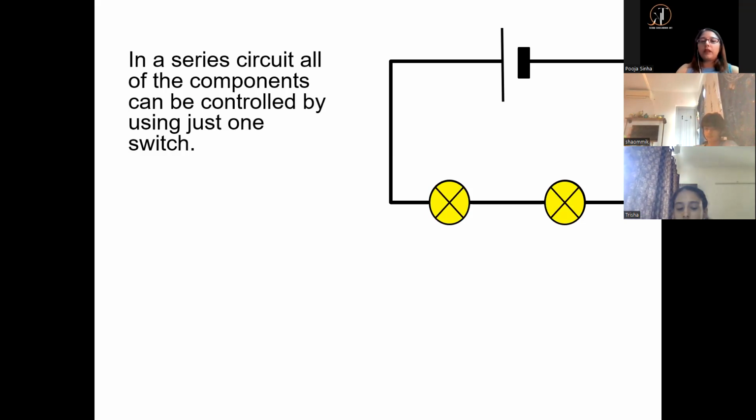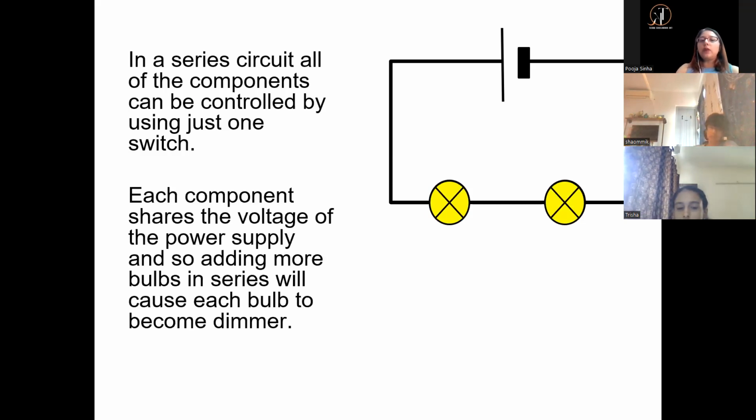Okay. Now, each component shares the voltage of the power supply. So adding more bulbs in the series, what will happen? This is a second disadvantage. Like I said, suppose this is 10 volts, and they are exactly similar lamps, 5 volts and 5 volts, right?